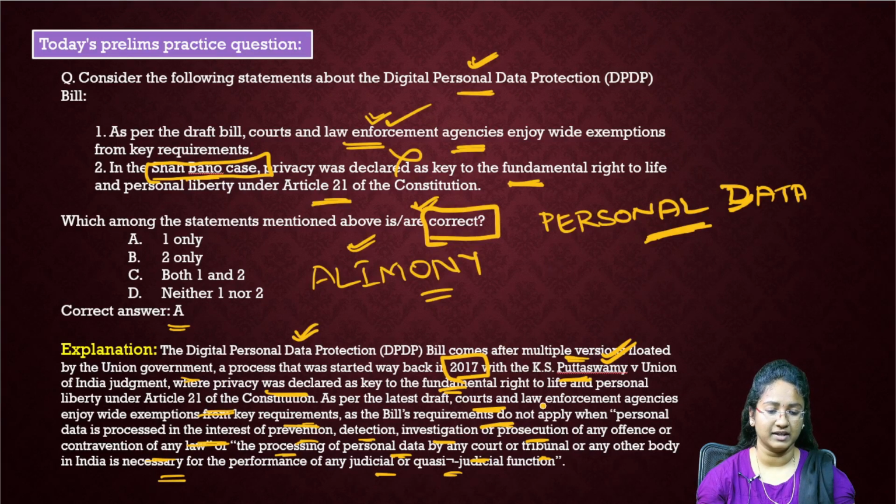And this is how exemptions are given to courts and law enforcement agencies, right? So if there is some offense and some trials are going on regarding that particular offense, then for the prevention of that offense or for the investigation of that offense, if some personal data is needed, courts can use it, right? So in that way, courts and law enforcement agencies are given some exemptions from these provisions.